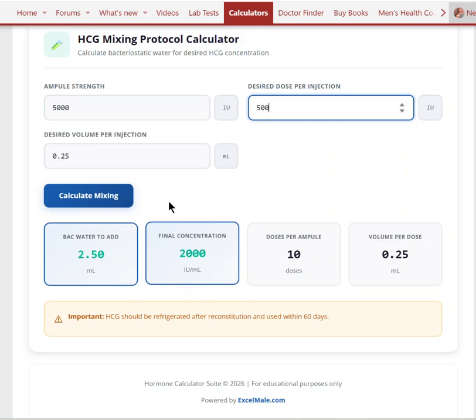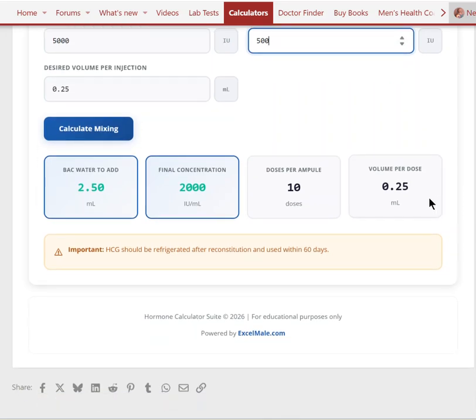Final concentration of the entire vial. When you have 5,000 IUs in a vial, then you put 2.5 mils, that is 2,000 IUs per mil. So you will have 10 doses in each vial. You'll know when to go for a refill, and the volume per dose is 0.25 mils. So you basically told the calculator, I only want to inject this much.